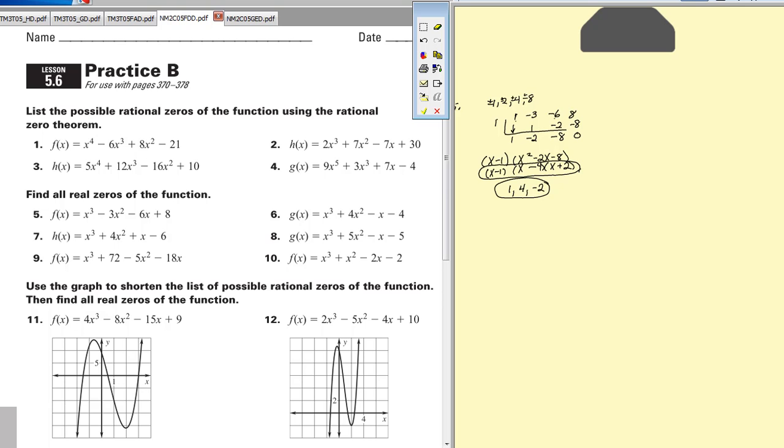Okay, let's try another one. How about 7? So on 7, I have 1, 4, 1, -6. Okay, let's list my possible answers. Remember, I drop the sign when I bring the constant down to list possible answers. So my 6 could be 1 times 6 or 2 times 3. And remember, everything is plus and minus.